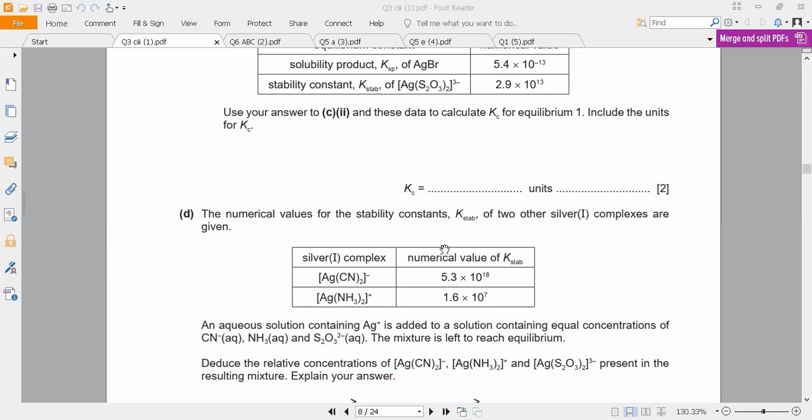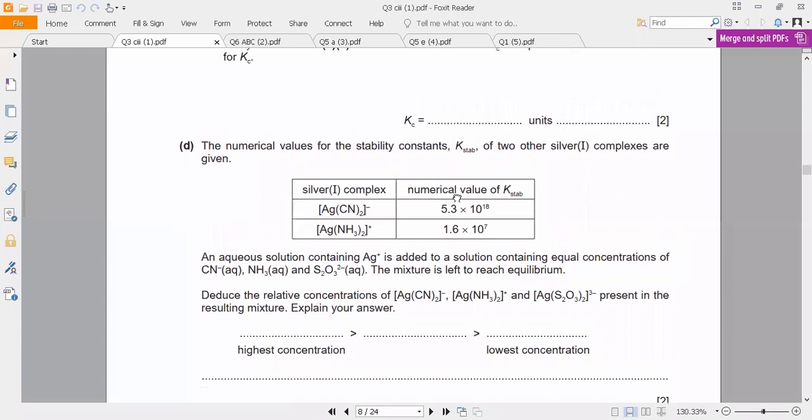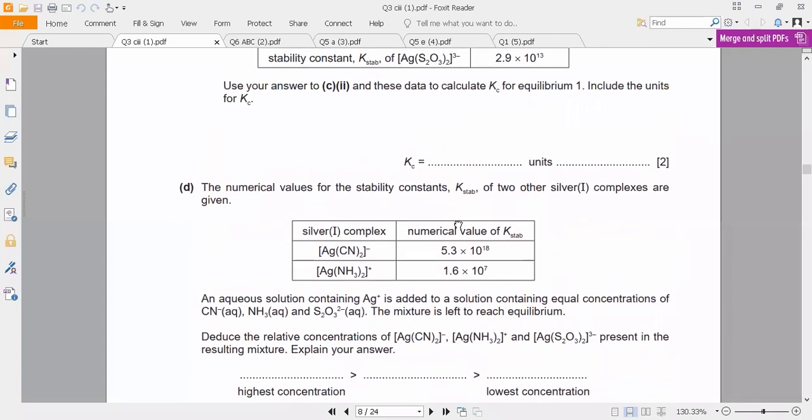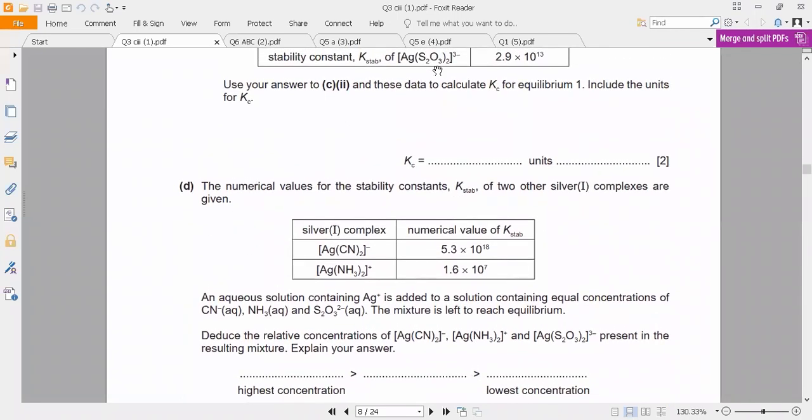Explain your answer. Which one has the highest concentration? Which one has the lowest concentration, and why? How are we supposed to know, guys? Look, whenever we are asked about concentration, we need to see Kstab values. That's why, guys, in the previous notes, I told you these notes were very important. We will use Kstab values to figure out whether we have high concentration or low concentration.